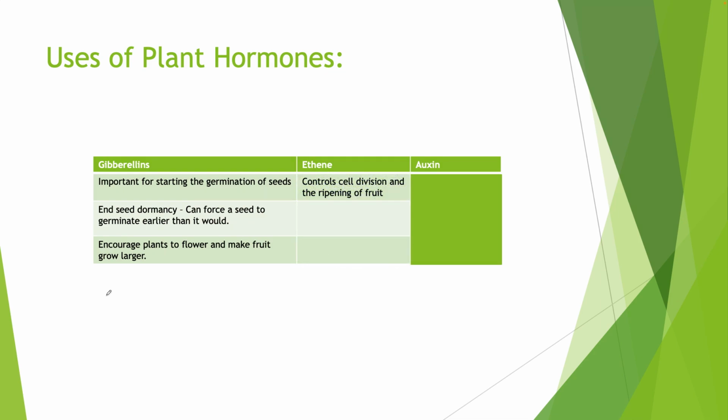Now ethene, there's one use. It controls cell division and the ripening of fruit. So while the fruit is being transported, you might want to add ethene so you control the ripening of it. Auxin can be used as weed killers to target specific plants, maybe the ones with broad leaves that are weeds, so they kill them. They can be used as rooting powders, and they can be used to promote growth in tissue culture.